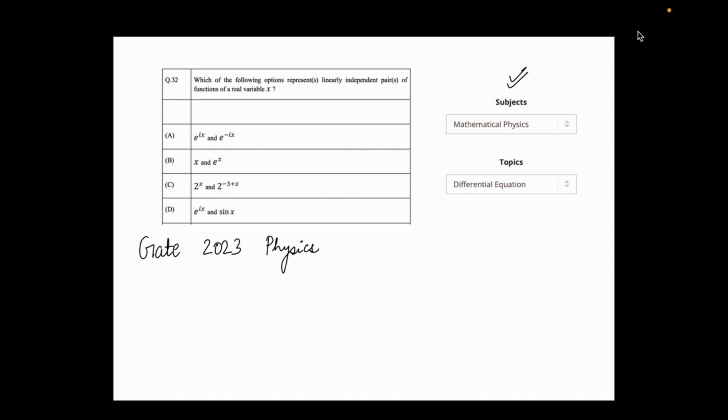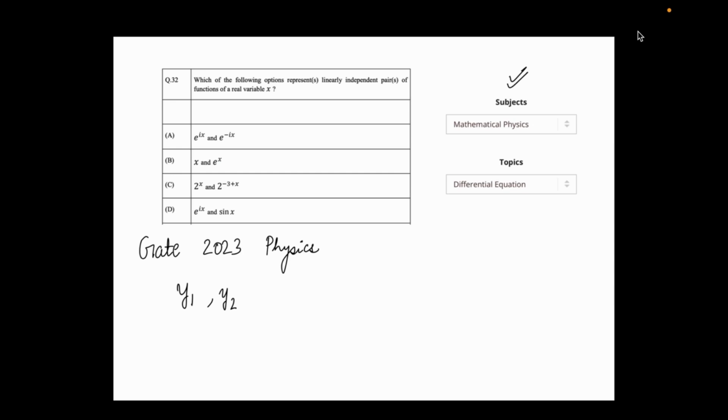So in every option, there are two functions of x, and you have to select the pairs which are linearly independent. So let's say both are y1 and y2. Now, you should know something which can tell you that y1 and y2 are linearly independent. The very first thing is, if you want to say they are linearly independent, that means you can't write each of them as a linear combination of each other.